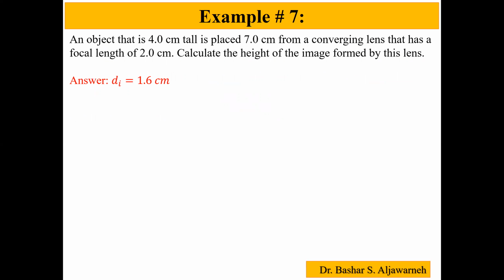An object that is 4 centimeters tall is placed 7 centimeters from a converging lens that has a focal length of 2 centimeters. Calculate the height of the image formed by this lens. Sorry, here, this is not DI, this is HI. I'm sorry, it's a typo. This one should be HI instead of DI.